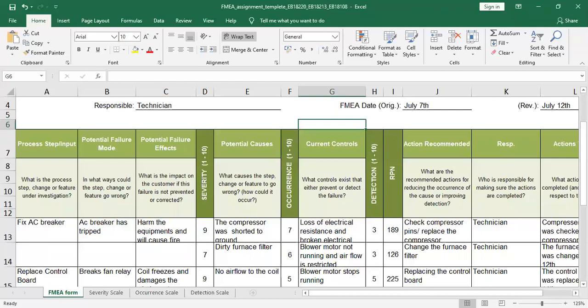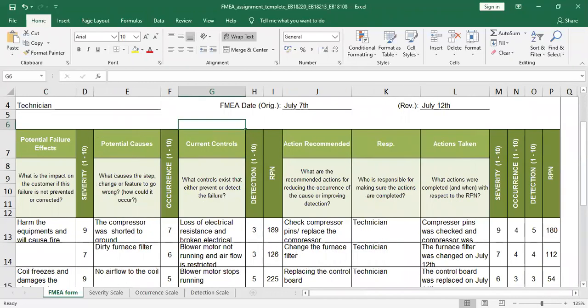For occurrence, we chose number 7 because it is associated with a process similar to a previous process that often failed once every month. For current controls, we can detect the failure by the loss of electrical resistance and broken electrical winding. For detection, we chose number 3 because it is quite high, and the current control can detect the failure modes. For RPN, we multiply severity, occurrence and detection, so we get a total of 189.